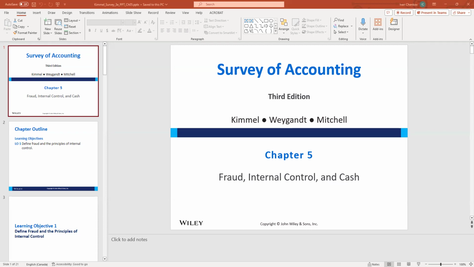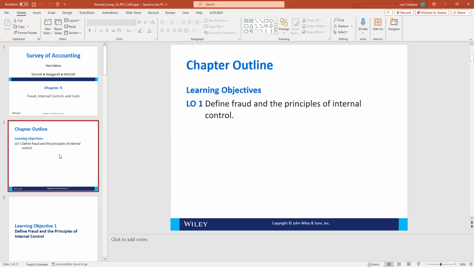Again, this is chapter 5, which is dealing with fraud, internal control, and cash. So first we're going to try to find what is fraud, and what kind of principles we can have for the internal control.